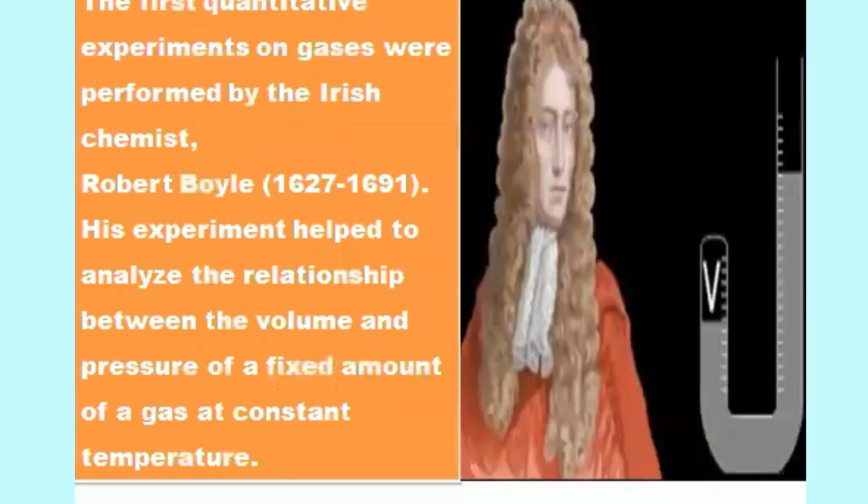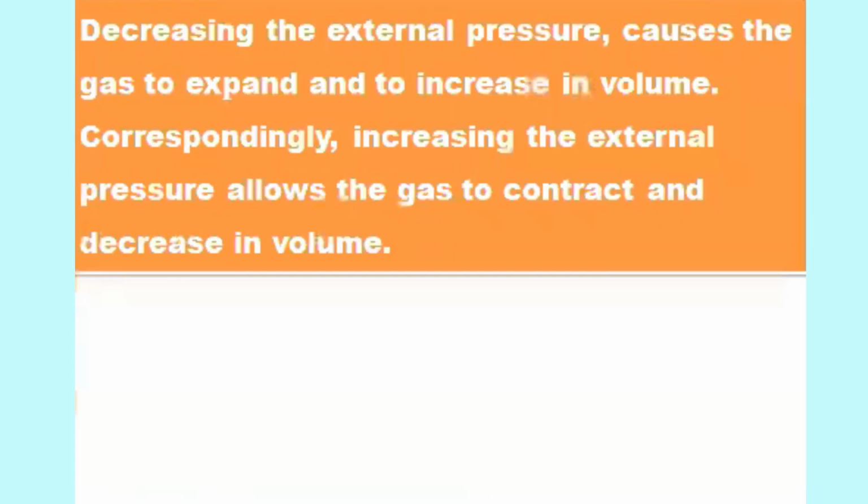Okay, the first quantitative experiments on gas were performed by the Irish chemist called Robert Boyle. His experiment helped to analyze the relationship between the volume and pressure of a fixed amount of gas at constant temperature. Decreasing the external pressure causes the gas to expand and increase in volume. Correspondingly, increasing the external pressure allows the gas to contract and decrease in volume.